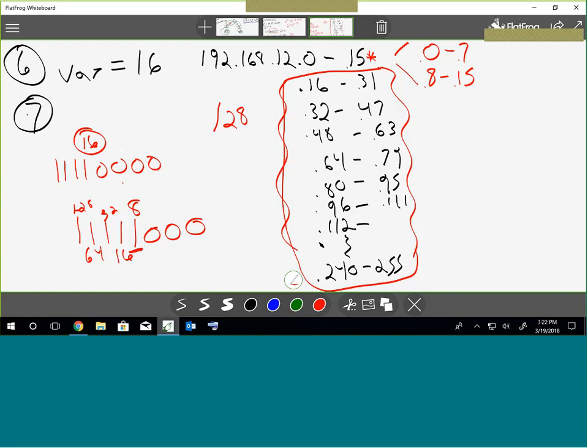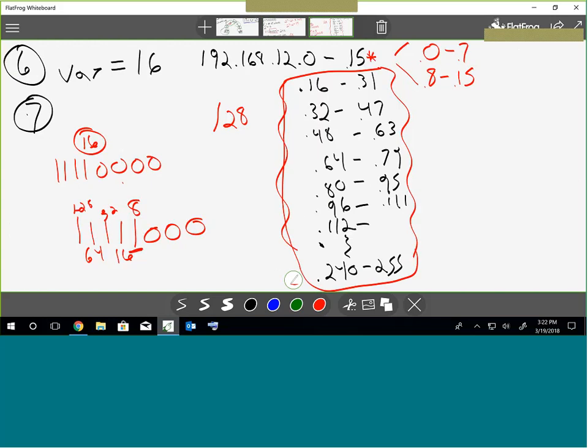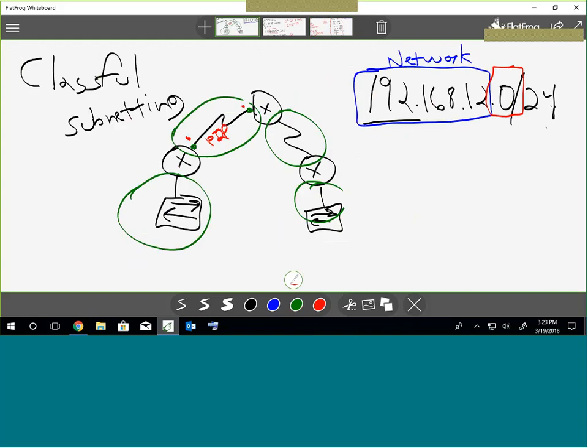What's 2 to the 3rd power? 8 minus 2, so there's 6. There's 6 hosts on these subnets, right? You with me? I don't need 6 hosts. How many hosts do I need? 2. Oh, I need 2.